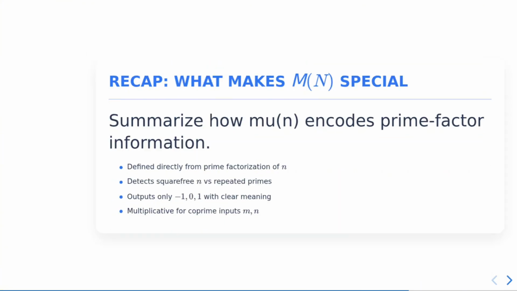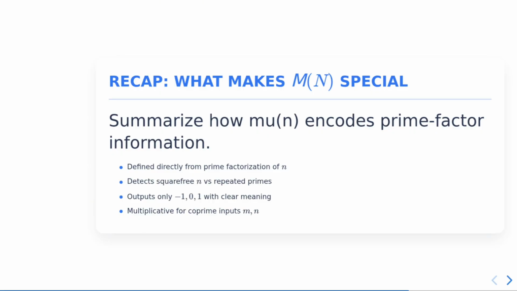Let us step back. Mu of n is completely determined by the prime factorization of n. If n is not square-free, mu is 0. If n is square free, the sign is negative when there is an odd number of distinct primes and positive when there is an even number. On top of that, mu is multiplicative for coprime inputs, which will make algebra with divisor sums much easier.